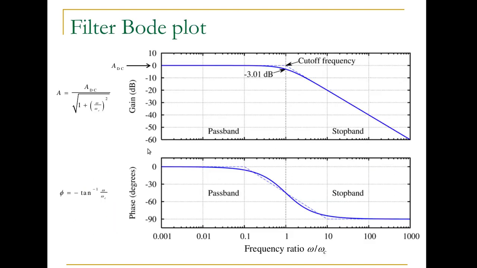Here's a Bode plot of the filter gain. We have the magnitude in dB, which we looked at earlier, and here is the phase angle in degrees. So at low frequencies there's no phase shift, and then when we reach the cutoff frequency there is negative 45 degrees, and it goes all the way down to negative 90 degrees at high frequencies.